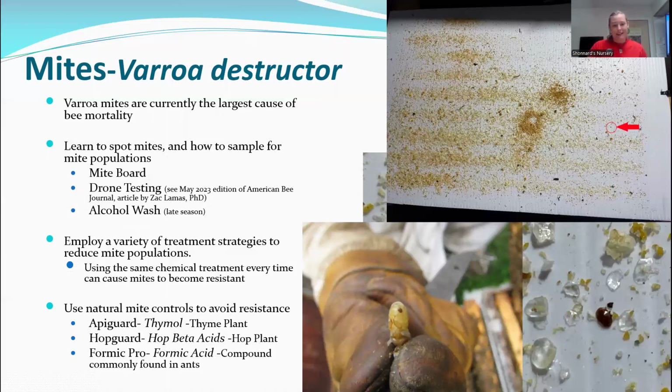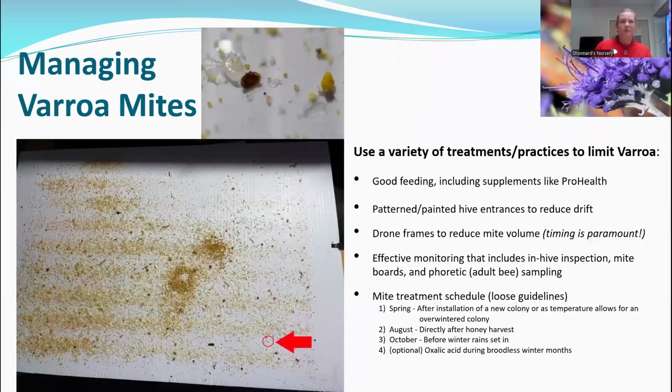Formic Pro is derived from formic acid, which is a common acid found in ants. It's what makes them smell bad. Honeybees have formic acid in them as well. We even have a little bit in our bodies. So it's a very common acid that's found all over the place. It smells really bad in high concentrations.